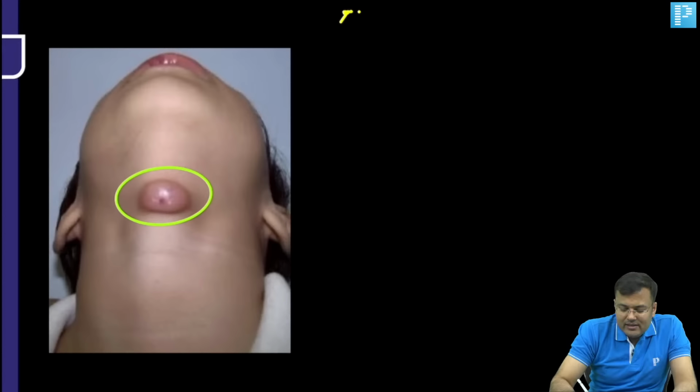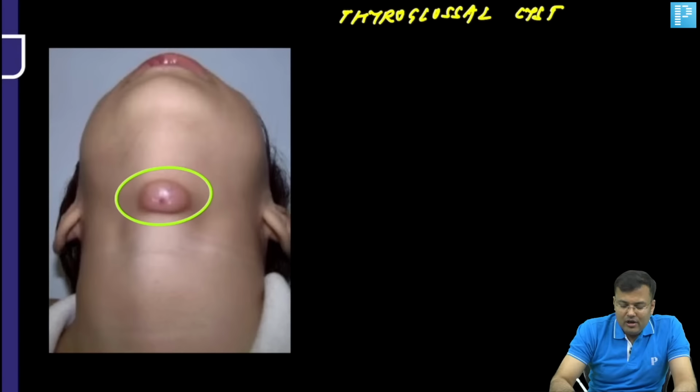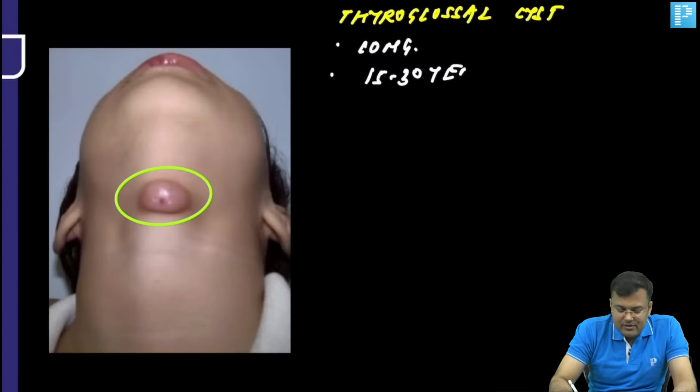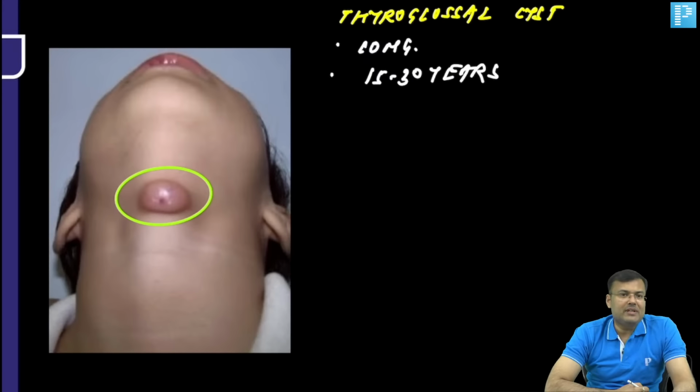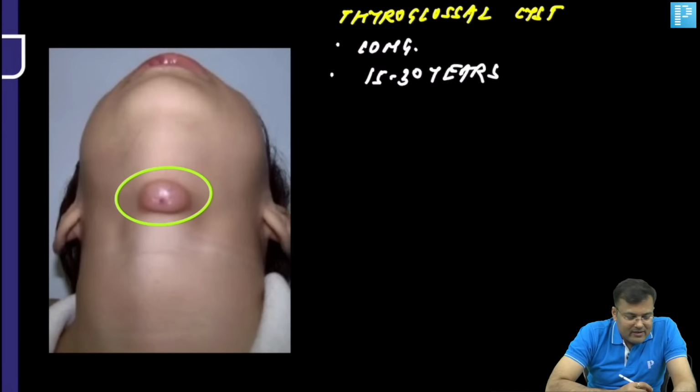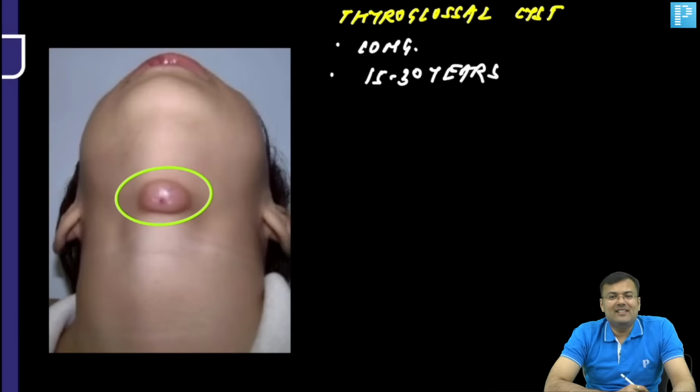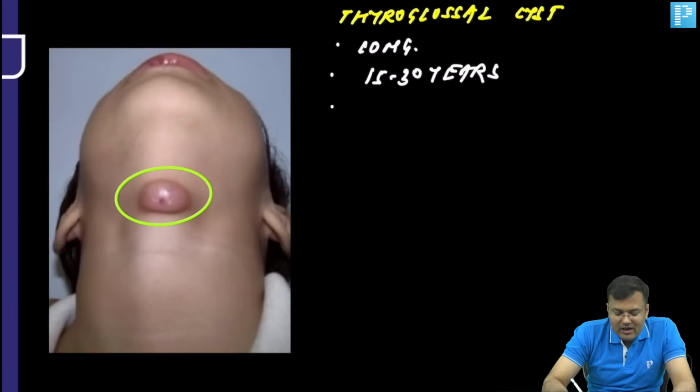So, guys, is it congenital or acquired? All of you know this is thyroglossal cyst. It is congenital. What is the age of presentation? Age of presentation is 15 to 30 years. Very good. Can you tell me what is the most common type? Who said acquired? Very bad, Divas. It is congenital, right? So, tell me what is the most common location? Yes, subhyoid or infrahyoid. So, this is subhyoid or infrahyoid.